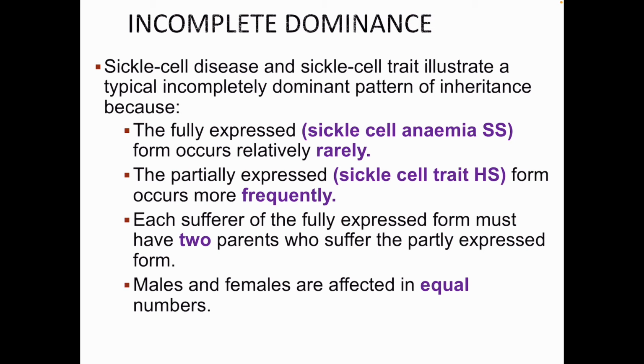So, sickle cell anemia and sickle cell trait show an incomplete dominant pattern of inheritance. The fully expressed sickle cell anemia, caused by the homozygous SS genotype, occurs rarely. The partially expressed sickle cell trait, caused by the heterozygous genotype HS, occurs more frequently. A sufferer of sickle cell disease must have two parents that suffer from sickle cell trait, and males and females are affected in equal numbers.